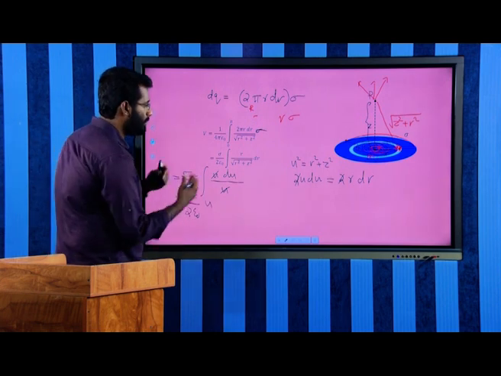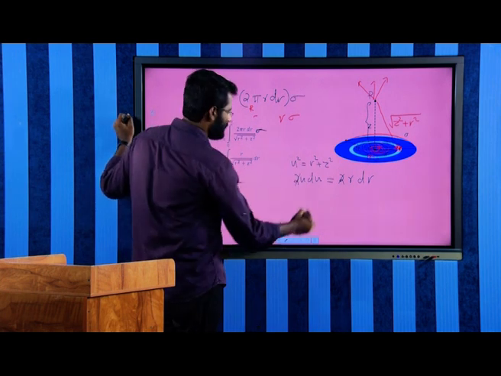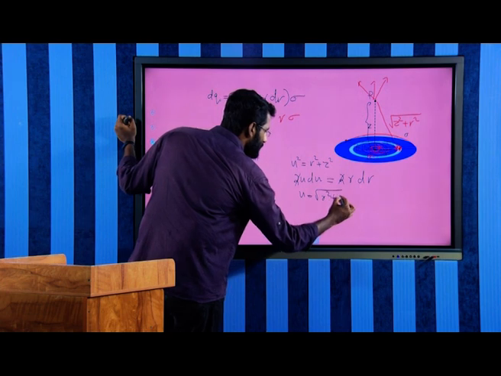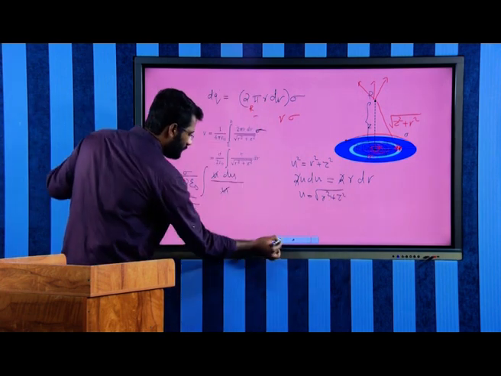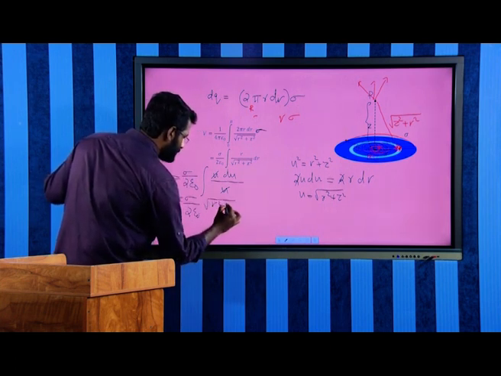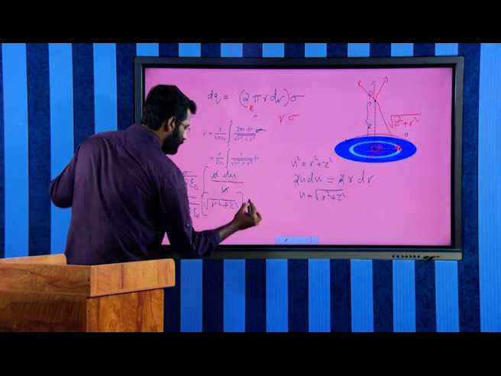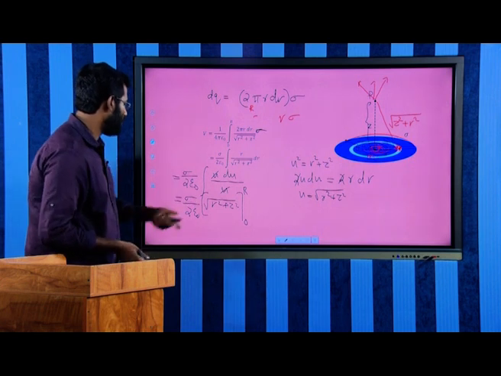So, what is actually our u? u square is r square plus z square. So, u is equal to root of r square plus z square. So, we can substitute it here. Instead of u, we can substitute root of r square plus z square from the limit 0 to R. So, this is the limit. Now, what would be the value?